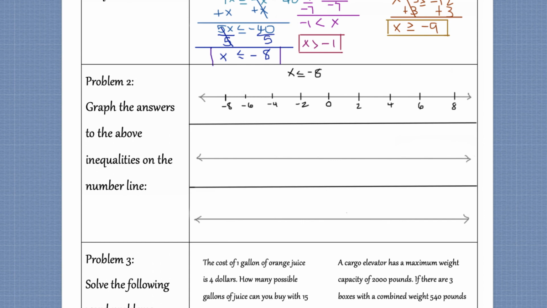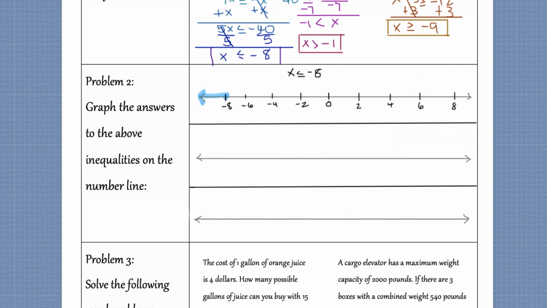So how we're going to do this is it says x is either less than or equal to negative 8. So all of the values of x in this inequality are either less than negative 8 or equal to negative 8. So we're going to shade in negative 8 to show that it's part of the solution. And then since all of the solutions are also less than negative 8, we're going to shade in everything to the left of negative 8 to show that everything less than negative 8 is also part of the solution. We're going to draw a small arrow there to show that the solution set keeps going on. So this would be how we would graph our first inequality.